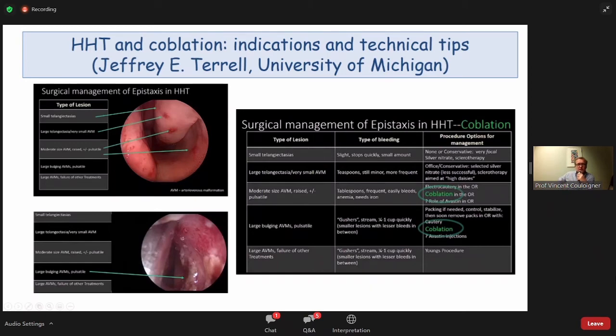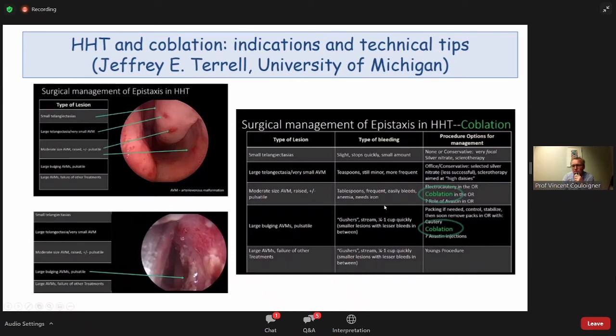Regarding HHT and coblation, it's also a very interesting indication. On this slide, which was sent to me by Professor Jeffrey Terrell from University of Michigan, you can see the various HHT lesions that you can encounter. And Professor Terrell thinks that the appropriate lesions for coblation are the moderate size arteriovenous malformations, like on these pictures on the lower left part of the slide.